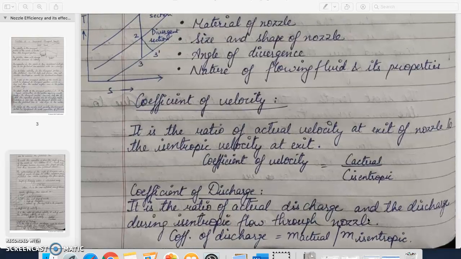So this is all about the nozzle efficiency and its effects on the flow through the nozzle, and we'll discuss the supersaturated flow and choked flow in the next video. Thank you so much.